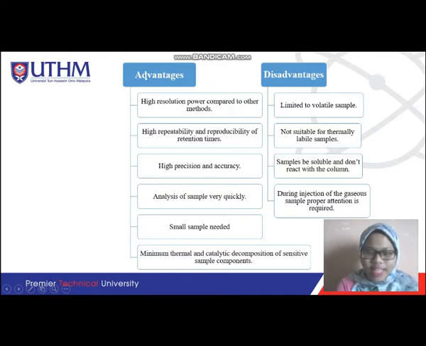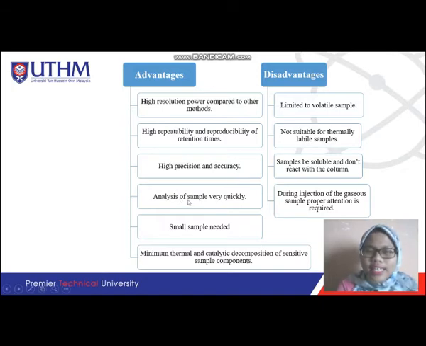The advantage of gas chromatography is high resolution power compared to other methods. It is shown by strong and symmetric peaks. Next is high repeatability and reproducibility of retention time. Next is high precision and accuracy in quantitation based on peak area measurement. For example, there is no discrimination of components through volatility, polarity, and concentration.